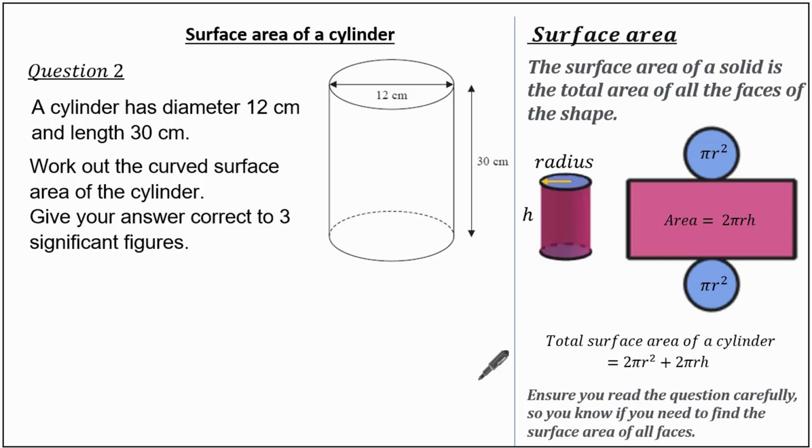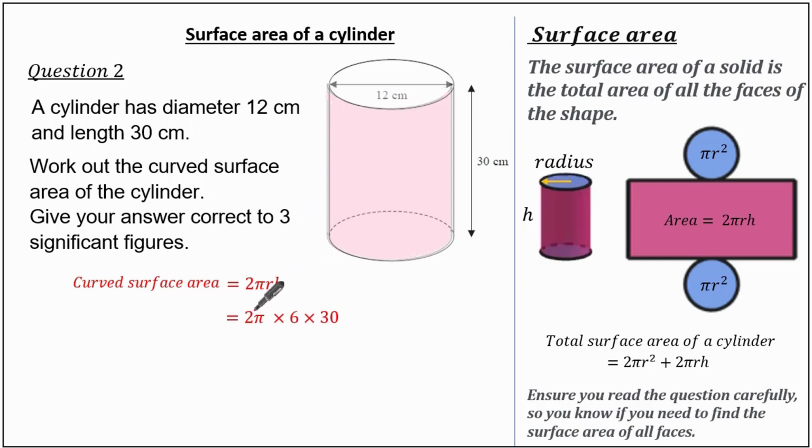Hopefully you spotted the question only wants us to find the curved surface area of the cylinder, so therefore we only need to find this area of our cylinder. So it's only one formula. Therefore, the curved surface area of our cylinder is 2 pi RH. Recognizing that the radius is 6 centimeters, we can substitute in.